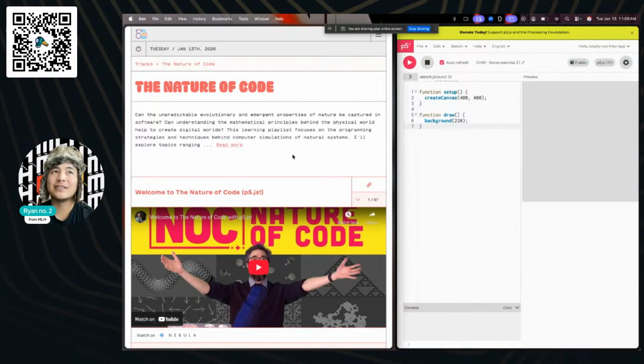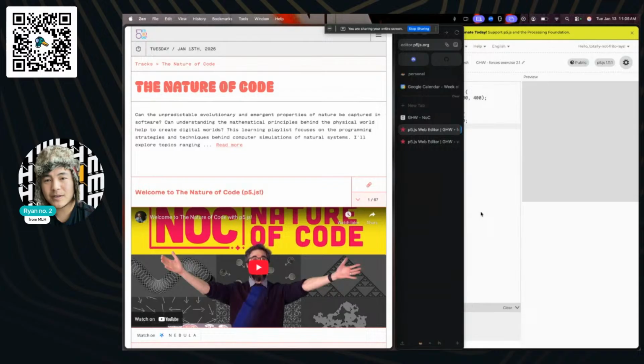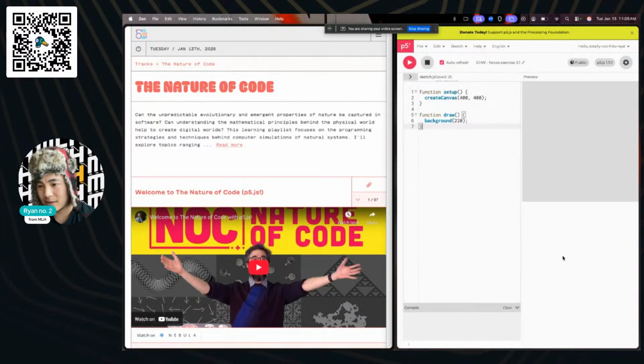P5 is the JavaScript library made by the Processing Foundation, which also creates animation libraries. We're using this because it's the same one that Dan Shiffman wrote.